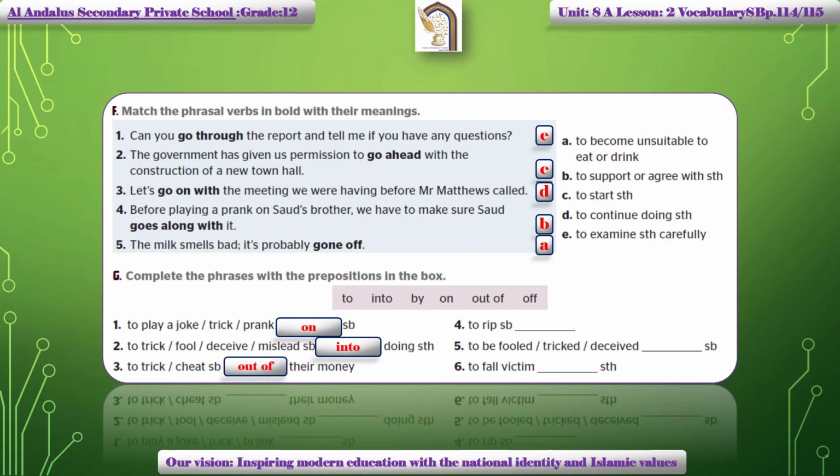That's right. Number 4. To rip somebody off. 5. To be fooled, to be tricked, to be deceived by somebody. And finally, number 6. To fall victim to something.